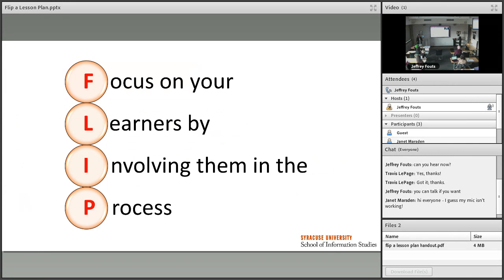What we're going to do today is we're going to flip. You ready to flip? What does flip mean? Flip means focus on your learners by involving them in the process. Pretty cool. So we're going to learn how to flip a lesson plan to get your learners involved in the process. It's going to be a very long process.